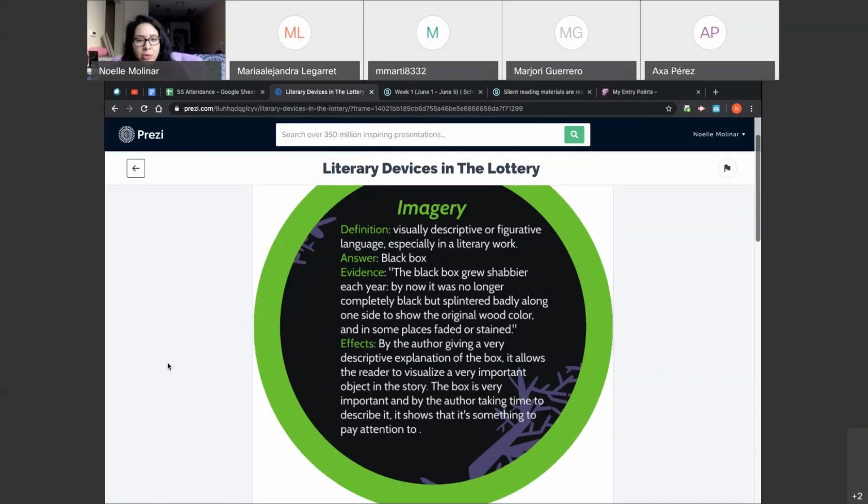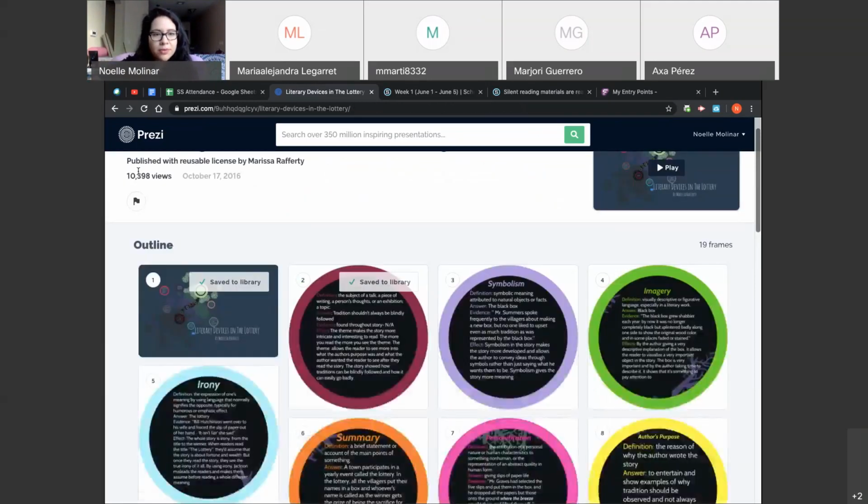The box is very important, and by the author taking time to describe it, it shows that it's something to pay attention to. And this is a good point when they say taking time, because this is a short story. We only have a little bit more than 8 pages. So the author takes a solid amount of time, let's say like 10% of this story, to talk about a box. But because it takes up that time, now we know, okay, this is important. So they give us those images so it stands out more.